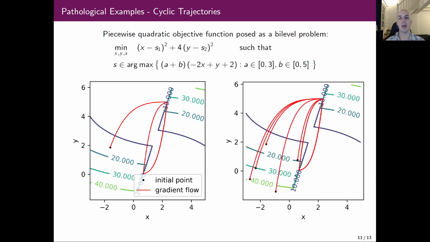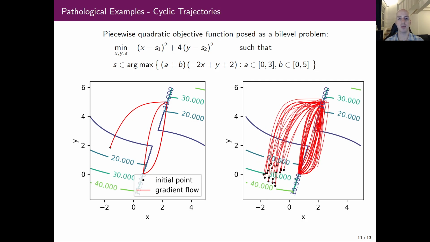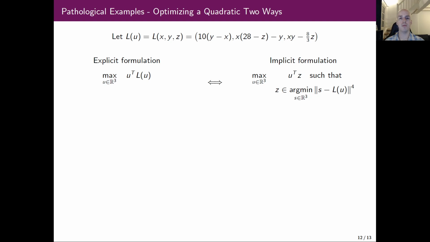You might wonder if this behavior can be avoided by taking a different initialization. However, this is shown to be false, as the plots on the right-hand side demonstrate. Our last pathological example involves optimizing a quadratic function in two ways. On the left, you see the explicit formulation of maximizing a quadratic form over R^3. On the right, we have the same problem, but reposed as an implicit formulation that we can apply our theorem to. Unfortunately, the fourth power in the lower level problem will result in the invertibility condition being violated, although the two formulations are completely mathematically equivalent.